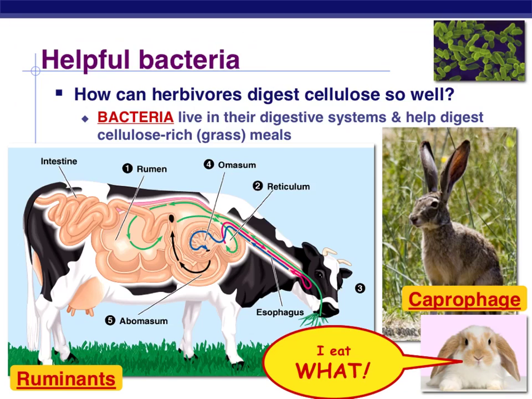Okay, so we talked about this. A lot of herbivores have bacteria that naturally live in their digestive systems, and they help to digest the meals that they eat in the form of grass or plants.